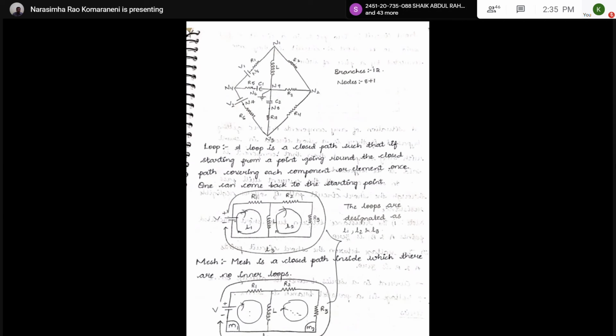So to write the mesh equation, if we don't take the outermost loop, then all inside this we can call a mesh. So this is mesh 1 and mesh 2. Is it clear? Meshes don't have inner loops, whereas a loop may have inner loops also.